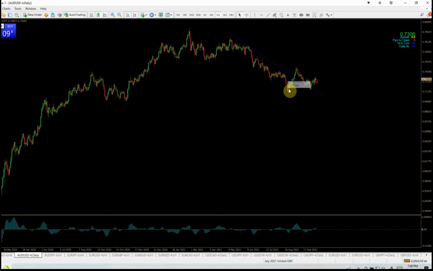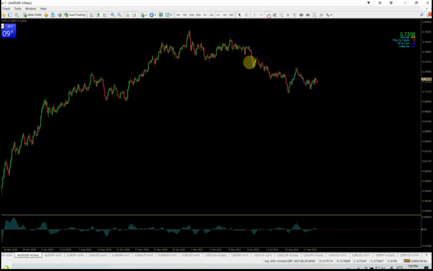Like on this move down, this was not the area to go short down here. The area to go short was up here or over here or over here. It's not down here. Once it's already pulled away from the trend line, it's too late. If you get in here, you're more than likely going to end up being stopped out, because the market is going to pull back. It doesn't go in one direction.